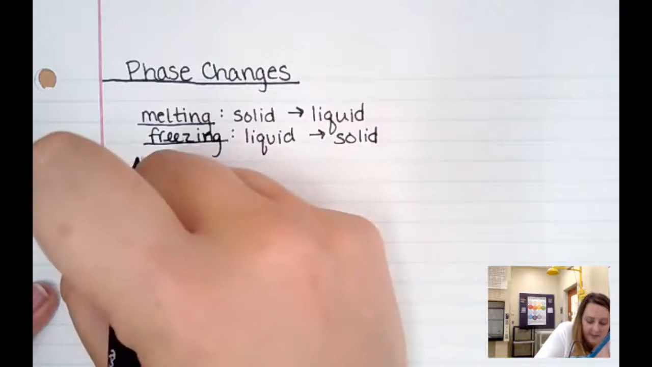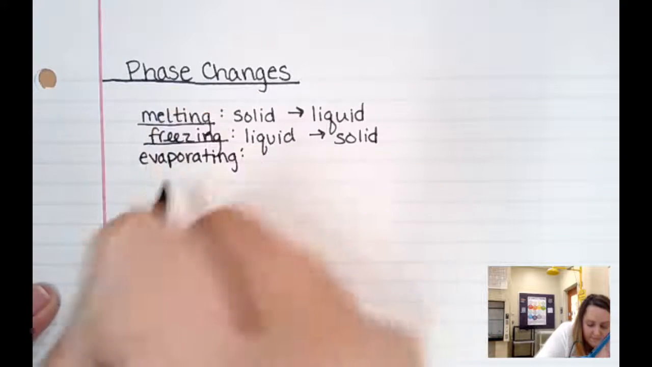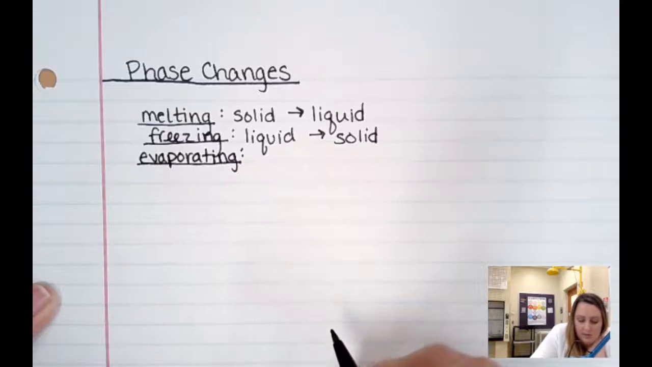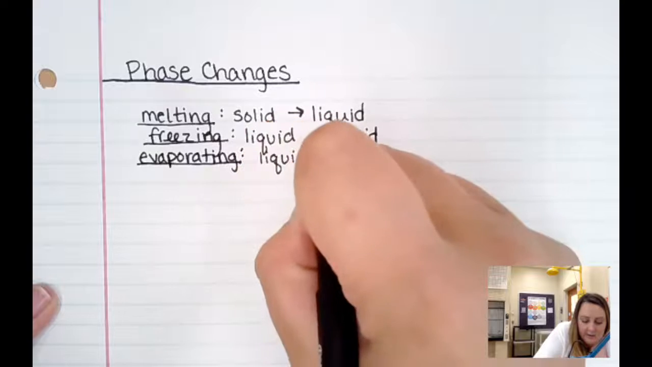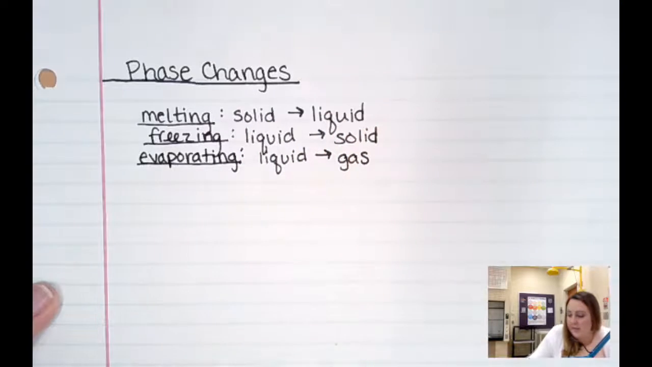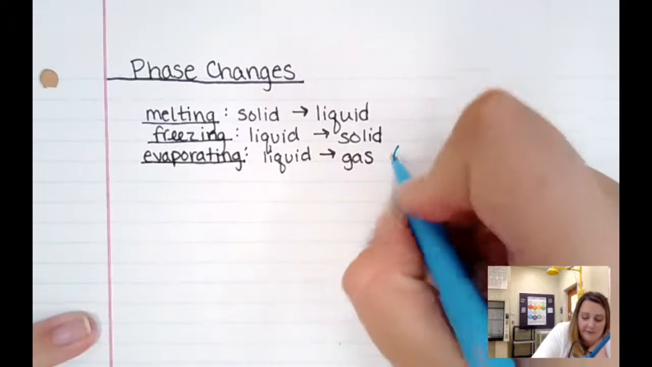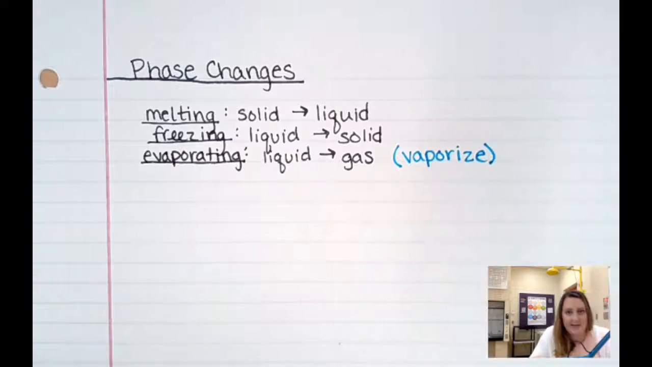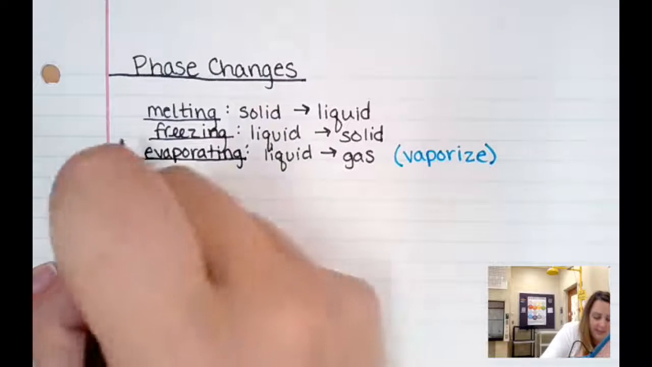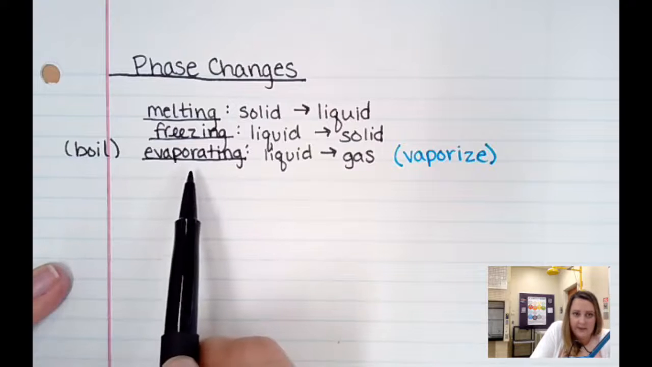Now we have evaporating. And evaporating is liquid getting enough energy so that the particles go to a gas. Depending on the textbook or the teacher, they may use the term vaporize or vaporizing instead of evaporating. Also, you might hear boil. When water boils or hits its boiling point, it evaporates.